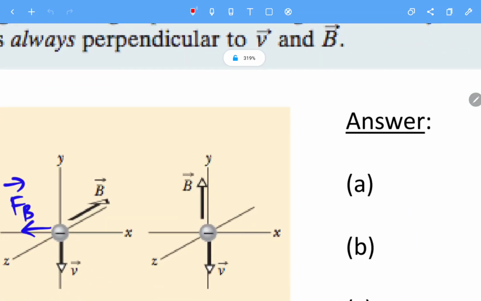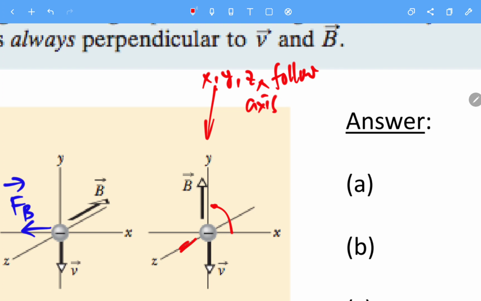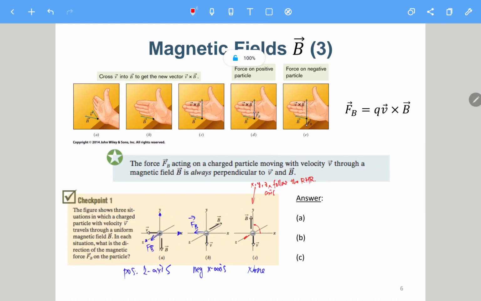You can also know that the xyz axes follow this too, which means that x cross y, and your thumb will point to the z direction. Of course z is like this, but if you draw it in 3D, z is somehow at a 45-degree angle. So in that case, this xyz axis also follows the right hand rule.